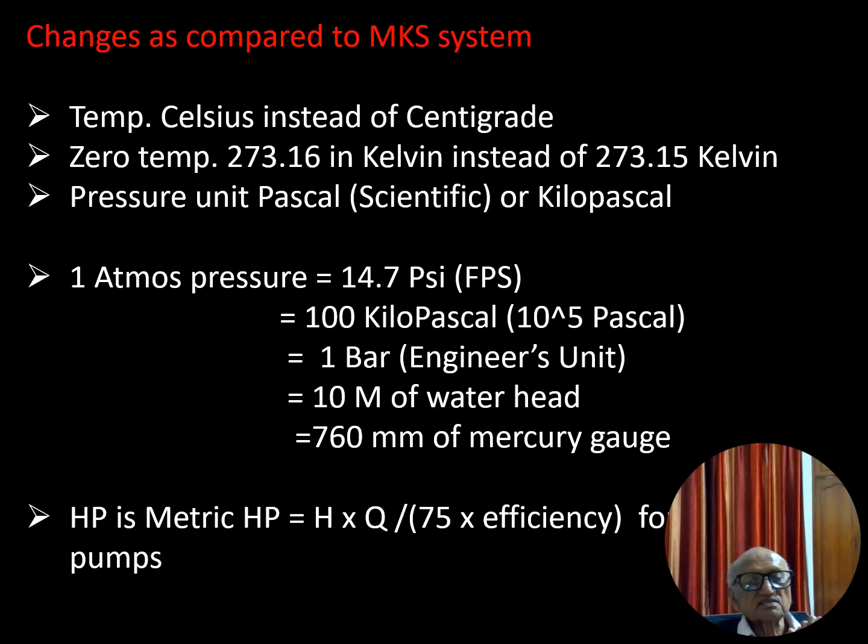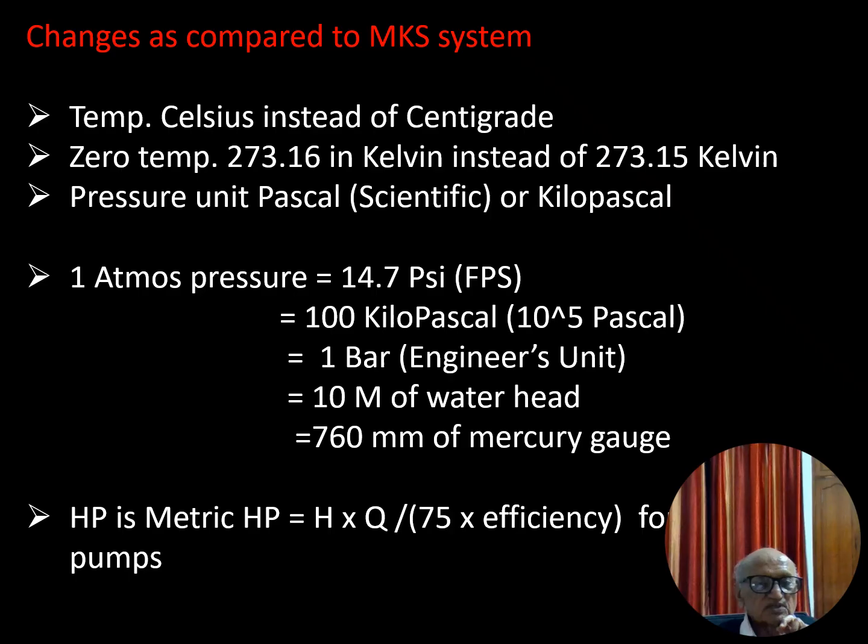Friends, this describes a temperature system. What are the changes adopted in the SI system as compared to the MKS system previously prevailing? Now temperature is Celsius, not centigrade. Zero Celsius temperature occurs at 273.16 Kelvin instead of 273.15 Kelvin previously.